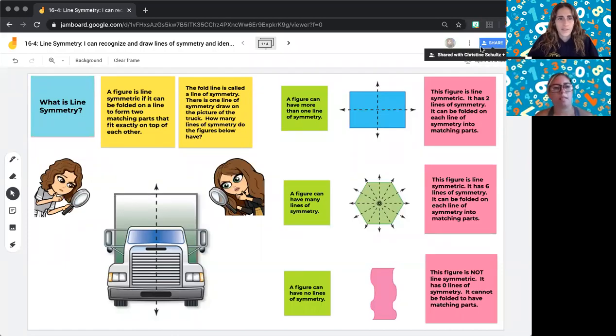Today we are going to do lesson 16-4, line symmetry. I can recognize and draw lines of symmetry and identify line symmetric figures. So let's get started. What is line symmetry? A figure is line symmetric if it can be folded on a line to form two matching parts that fit exactly on top of each other.